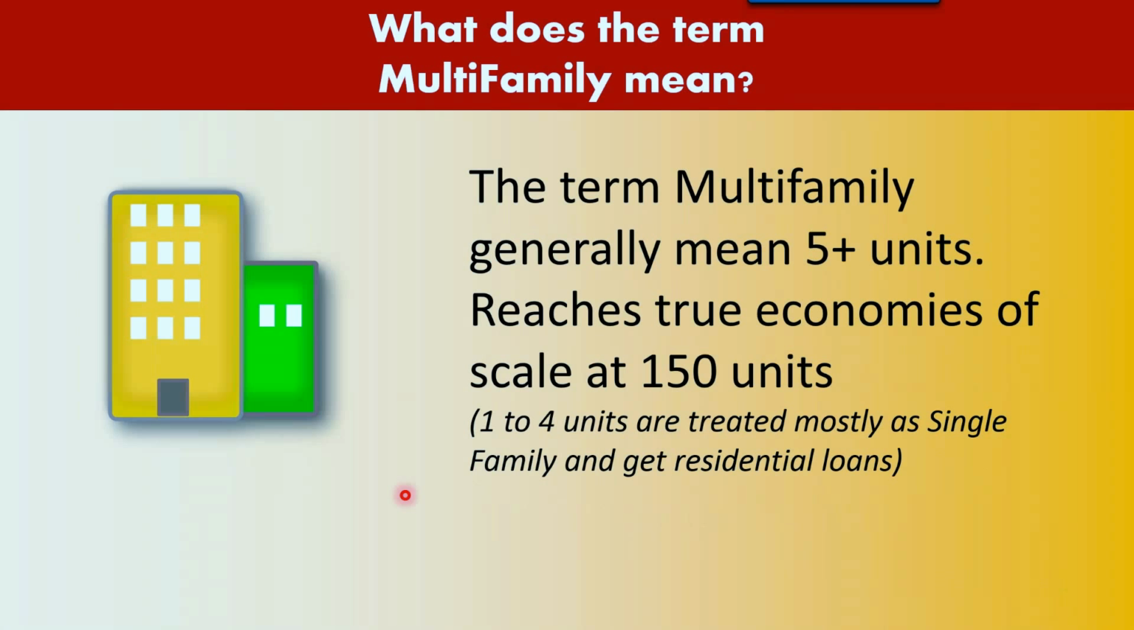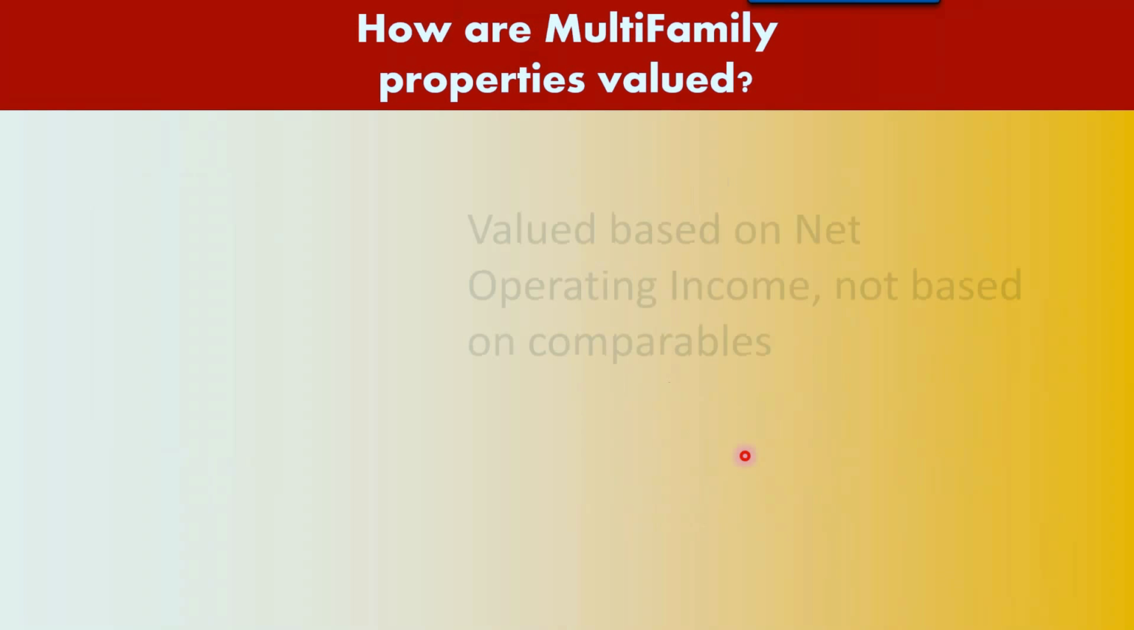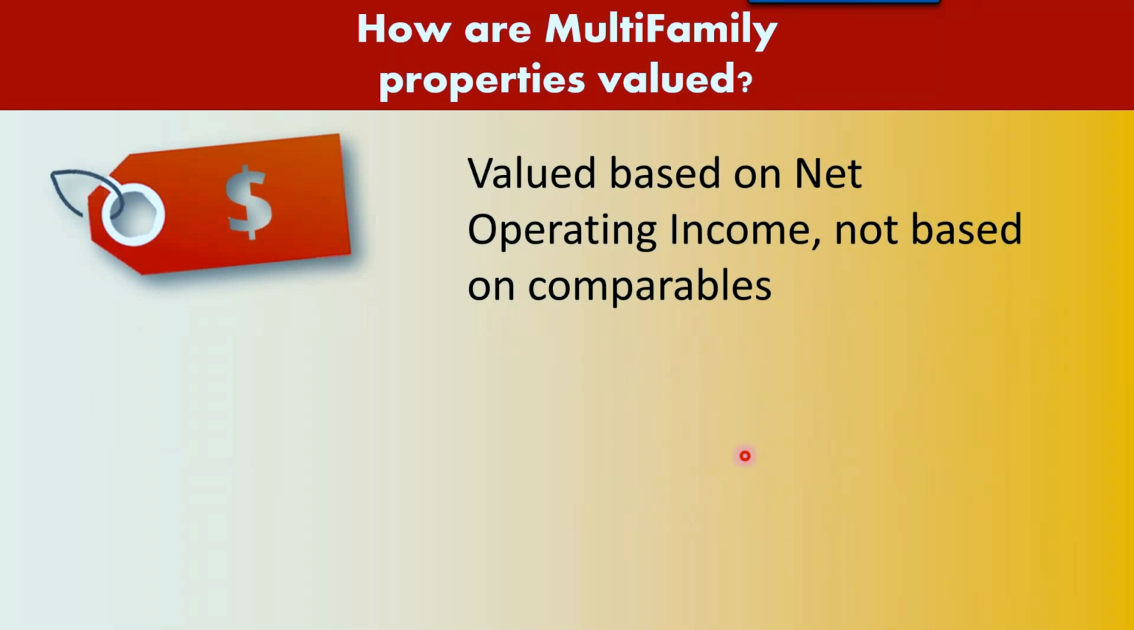Well, it doesn't mean two or more. And I guess that's a common sense definition. But really, when we look at multifamily, we mean five or more. And a true multifamily that reaches scale is 150 units or more. Now, why five? Because 1 to 4 units are treated mostly as single family, and you get residential loans, which means that they look at your credit. The moment you go beyond four, they don't look at your credit. Why? Because they don't value multifamilies based on your credit.